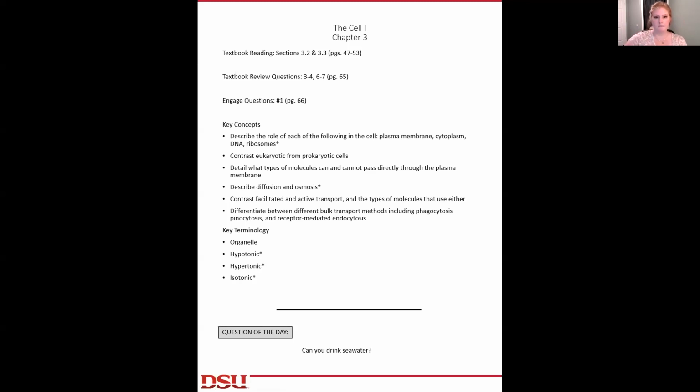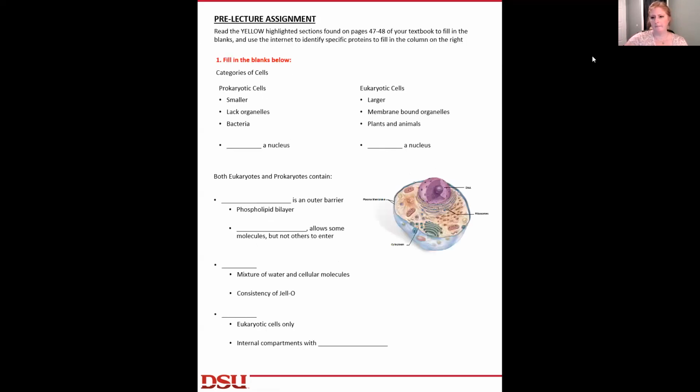the pre-lab assignment, although let me move some stuff out of the way that you can't see first so that I can see. There we go. Okay. All right.